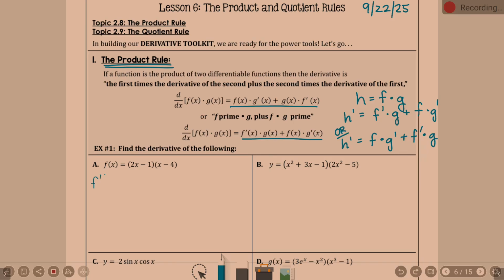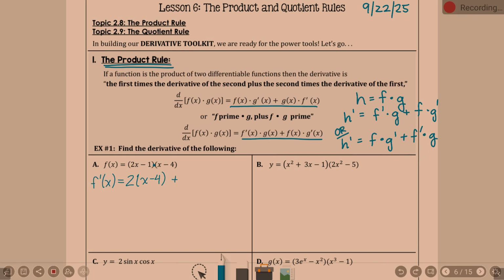Okay, so I'm going to write f prime of x. And I'm going to teach you how I usually think of it, which is I usually start with the derivative of the first times the second. So notice we have two things being multiplied together here, right? 2x minus 1 times x minus 4. What's the derivative of 2x minus 1? 2. So derivative of the first, keep the second. Are you okay? Yeah. Okay. I just did it backwards.